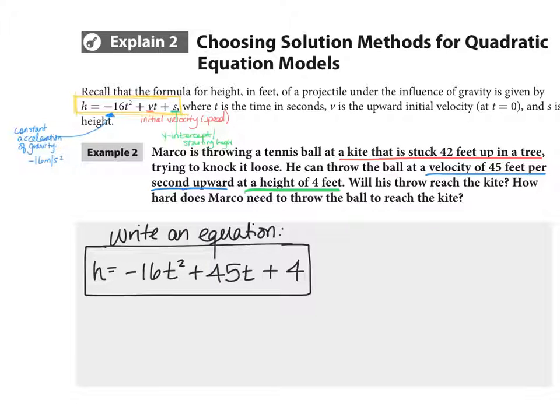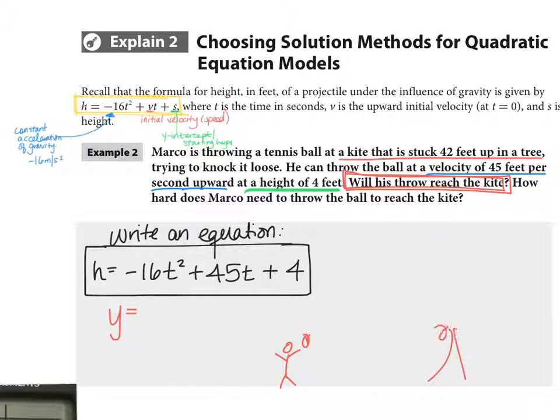So now we need to talk about how we can actually solve this problem. And since this is a word problem, I think it's going to make more sense to use a calculator. Like we've done in the past, we're going to use y equals. So I'm just going to type this equation into y equals. If I want to know if his throw will reach the kite, just imagine what's happening here. We've got a guy throwing a tennis ball up into a tree. It's beautiful, right? And there's a kite up in the tree, and he's trying to see if it will reach.